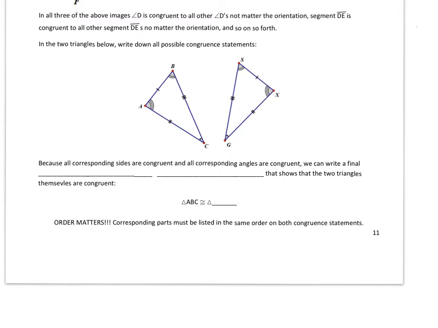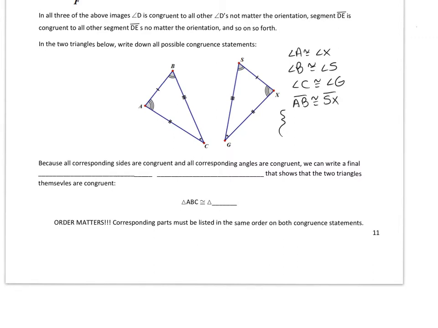I can see that angle A is congruent to angle X because they both have three rings. Angle B is congruent to angle S, and angle C is congruent to angle G. For the side lengths, I can see that AB has one tick mark, so it's congruent to SX. I want you guys now to fill in the last two, okay?